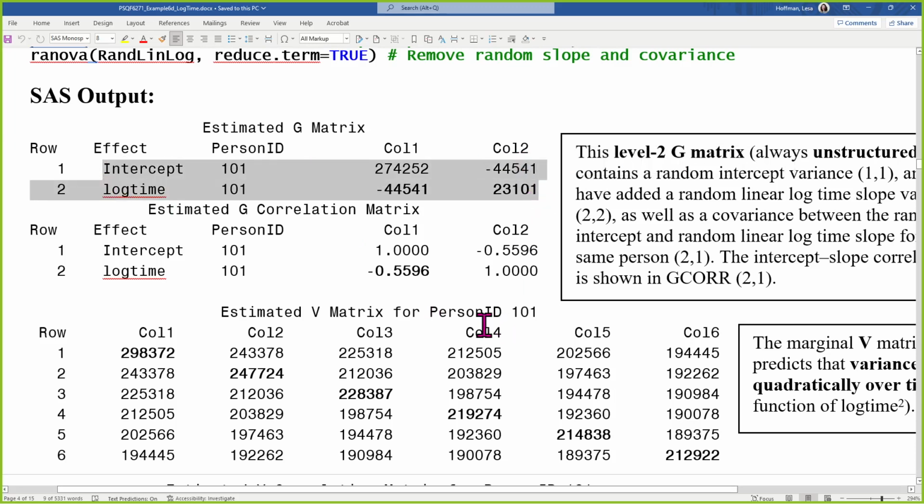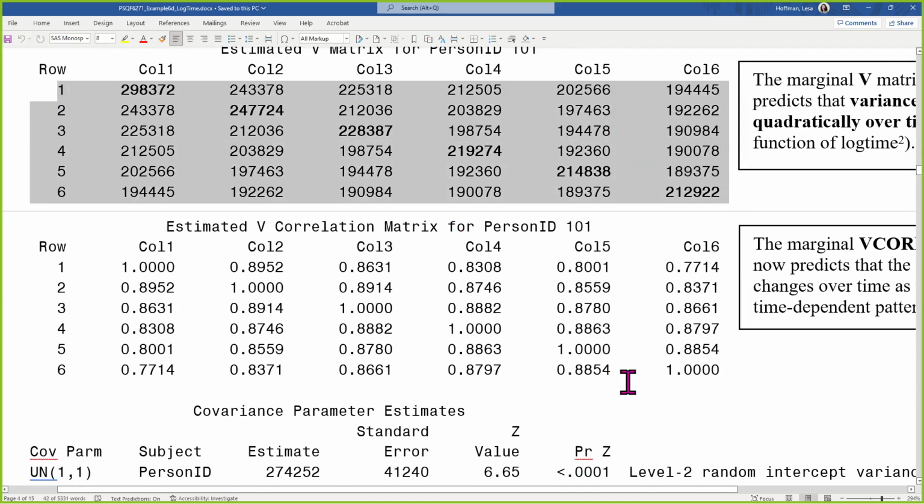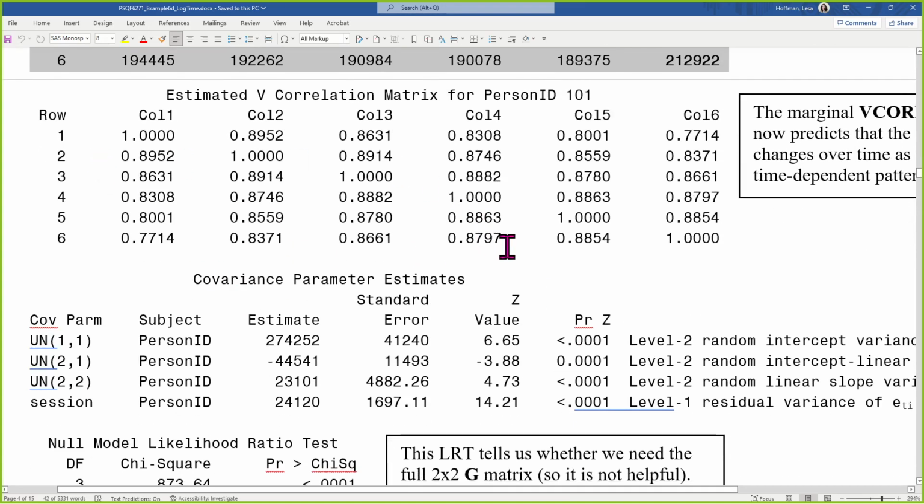So another way of saying that is, what's my dimension of the G matrix? 2 by 2. People differ from each other in intercepts from where they start, and they differ from each other in their subsequent linear rate of log time change. So it's still a linear model technically, it's just a linear slope for the log transform time variable as a predictor. So the V matrix has a pattern to it that is no longer compound symmetry. This type of model predicts variance that changes quadratically over time, so variance in a U-type shape where there's some minimum. Likewise, correlations are predicted to change over time in a time-dependent pattern.